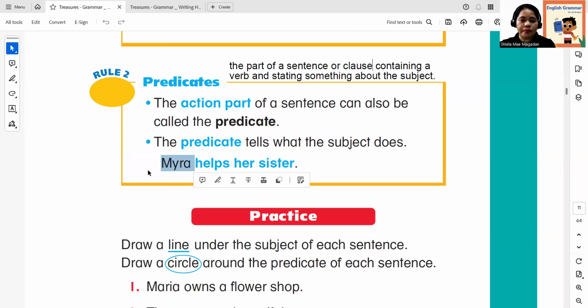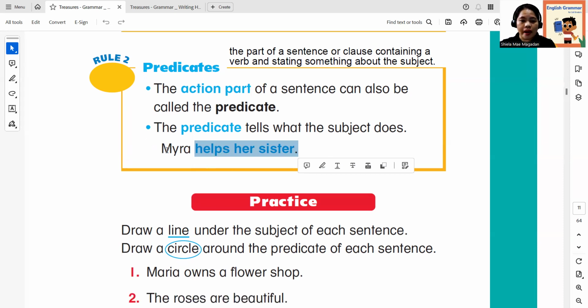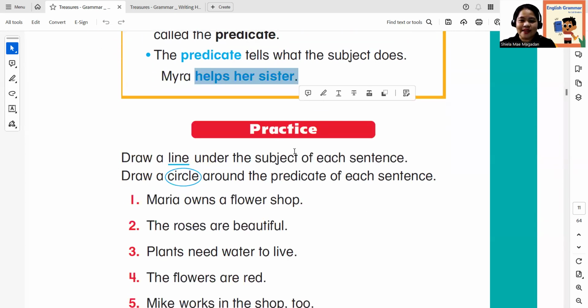We have an example here. Myra helps her sister. Myra is the subject. Helps is a verb. But how can it become a predicate? We have here helps her sister. It's a clause. It completes the subject. Once more, Myra helps her sister. If we isolate the verb, it's only helps. But the predicate is helps her sister. So, are we good?